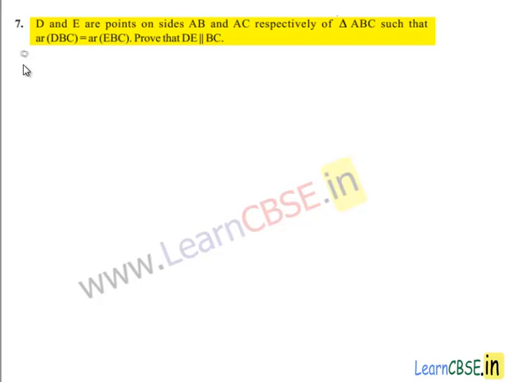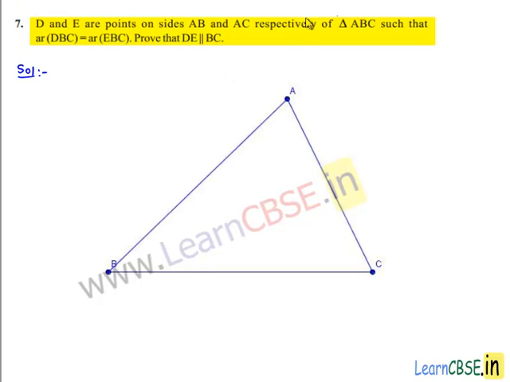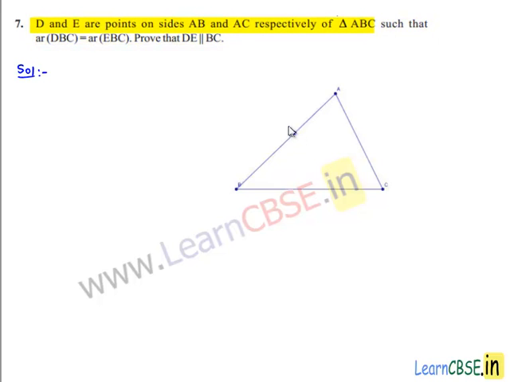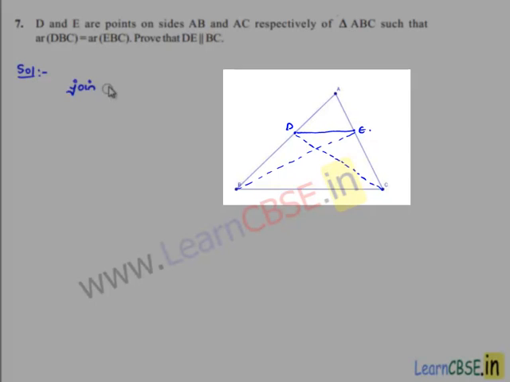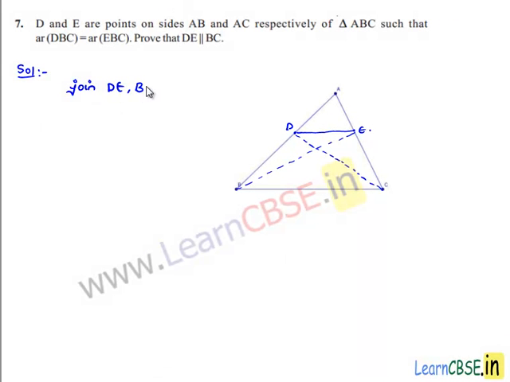Now moving on to solution. Let us consider a triangle ABC as shown in figure and let D be a point on AB and E be a point on AC. Now let us join DE and also join B to E and also D to C. So what we have done here is we have joined DE, BE and DC. Here it is given that area of triangle DBC is equal to area of triangle EBC.